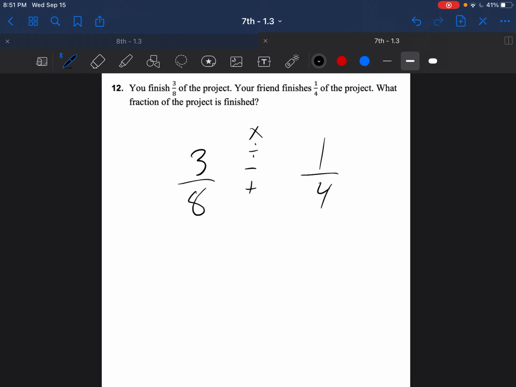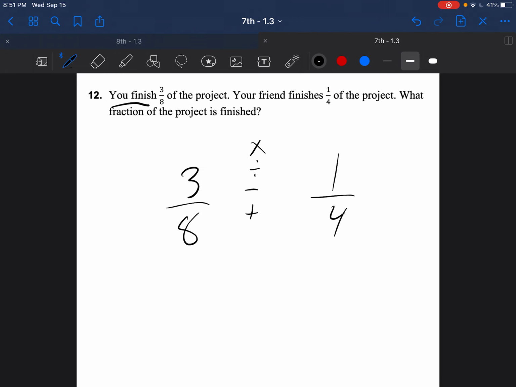Well, let's see. You finished, your friend finished, and then what fraction did we finish? So, if we're thinking about this in pictures, just think of a picture. Your friend ate 1 slice, you ate 2 slices, okay? And then it says, how much of the pizza did you guys eat? Well, looking at this, you guys had 3 slices together.